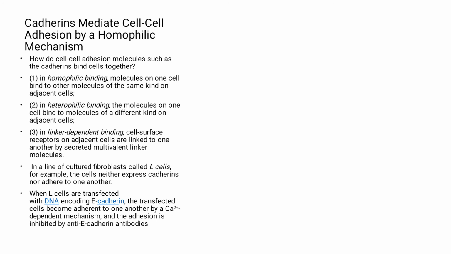In a line of cultured fibroblasts called L cells, for example, the cells neither express cadherins nor adhere to one another. When L cells are transfected with DNA encoding E-cadherin, the transfected cells become adherent to one another by a calcium-dependent mechanism, and the cell adhesion is inhibited by anti-E-cadherin antibodies. Since cadherin proteins can bind directly to one another and the transfected cells do not bind to untransfected L cells, one can conclude that E-cadherin binds cells together through the interaction of two E-cadherin molecules on different cells.